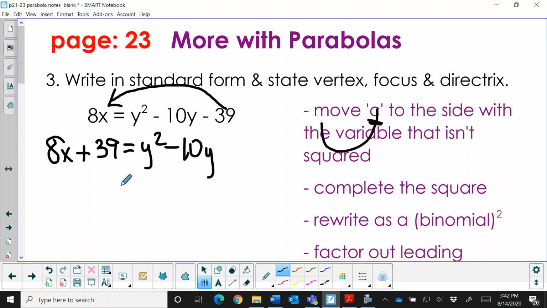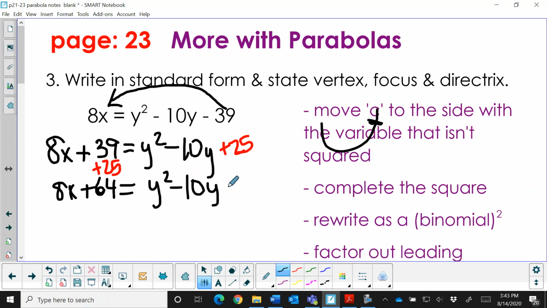So the squared side, we need to complete the square, and I sing a little song. You half it, you square it, and you add it to both sides. So you take the b term and you half 10 and square it. So I'm going to add 25 to both sides. And what does that give me? That gives me 8x plus 64 equals the y squared portion that I just completed the square on. So y squared minus 10y plus 25. Okay, so I've done that part, completing the square.